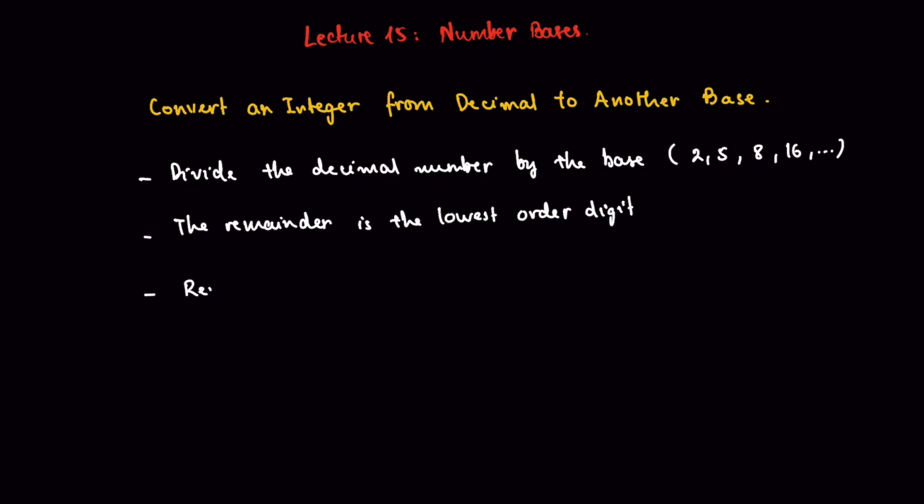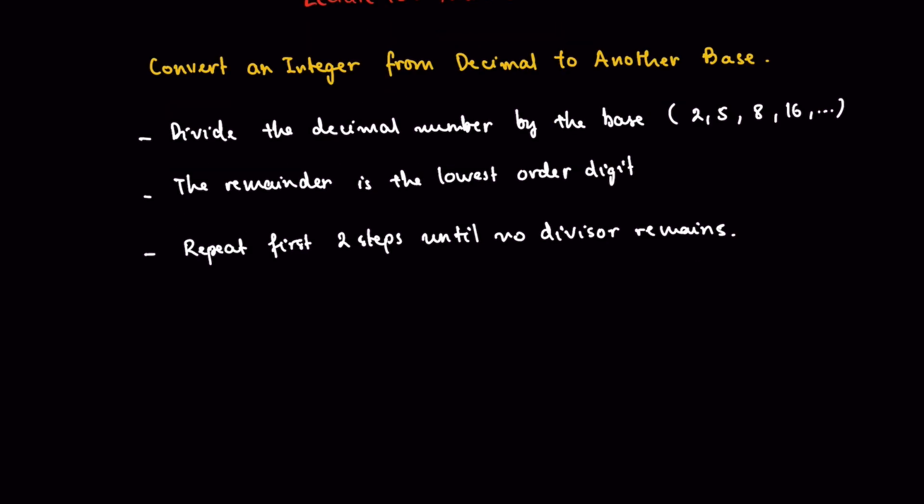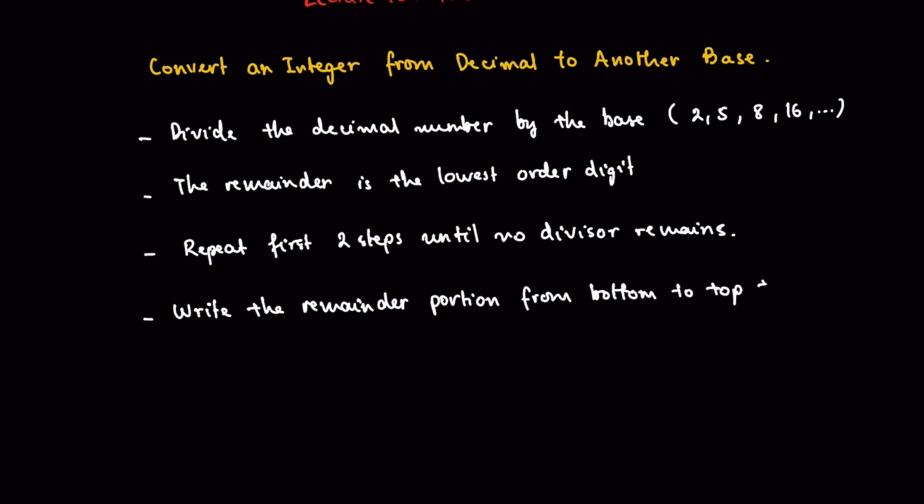Now for the third step, we're going to repeat the first two steps until no divisor remains. And the last step is to obtain the results. You write the integer portions from bottom to top to get the results.